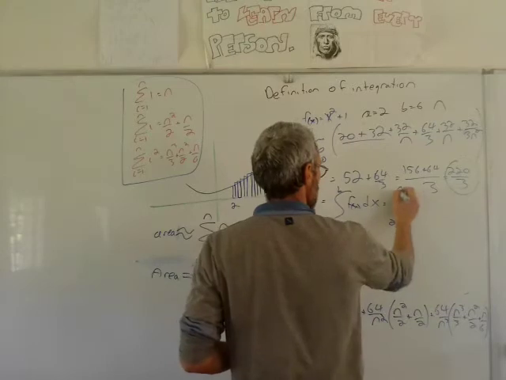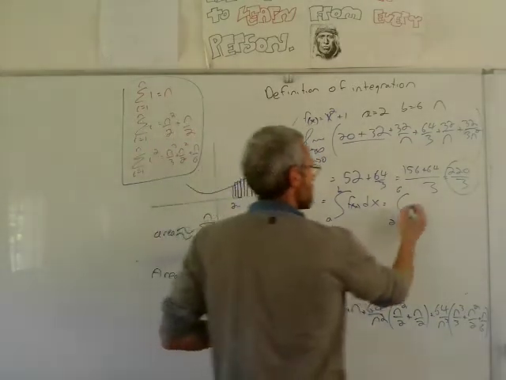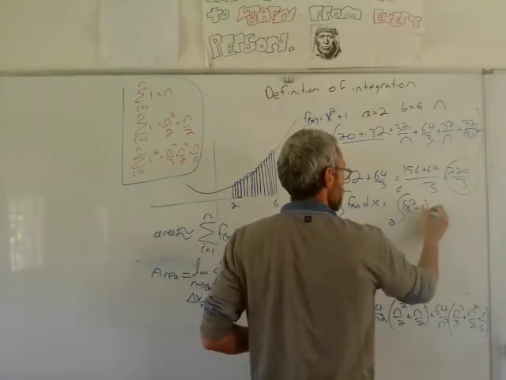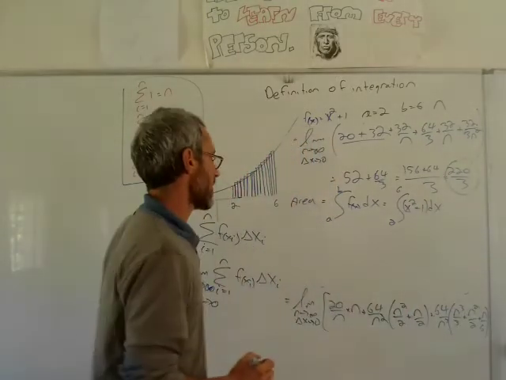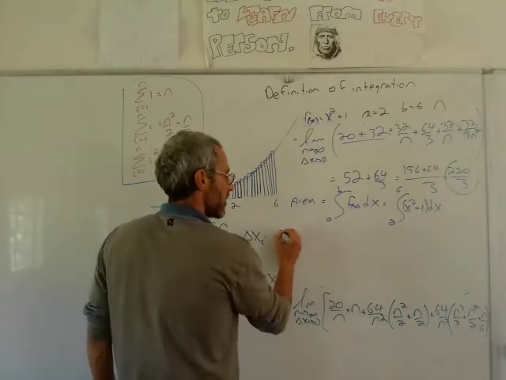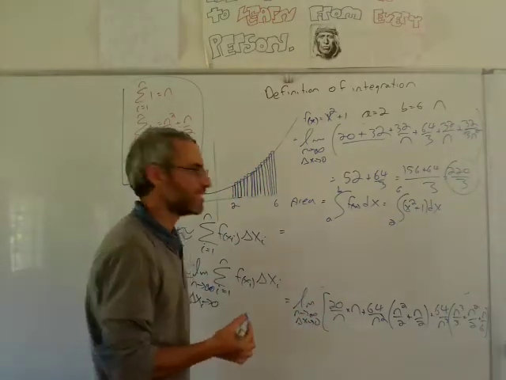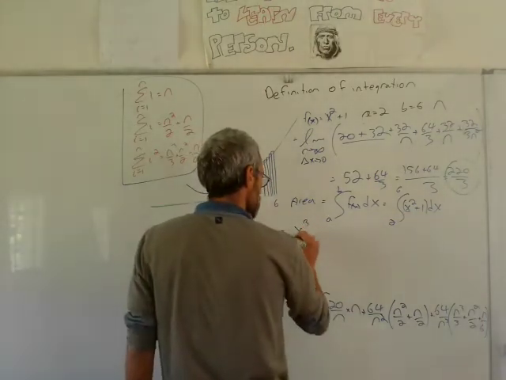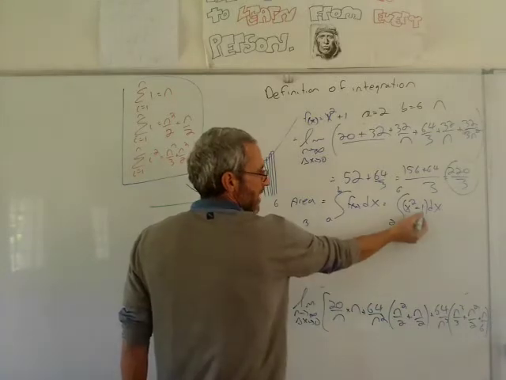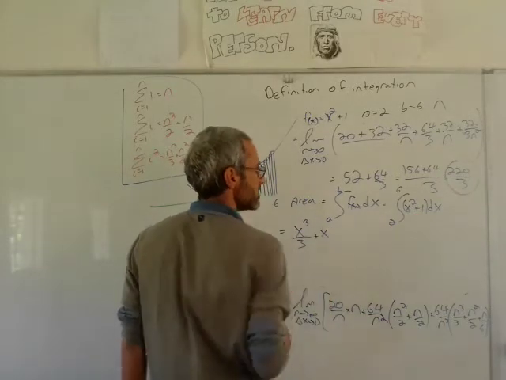A is 2 and 6, okay? f(x) is x squared plus 1, dx. Okay? So, great. We're going to find out how much that is. So it's going to be x squared. What's the antiderivative of x squared? X cubed over 3. What is the antiderivative of 1 plus x?